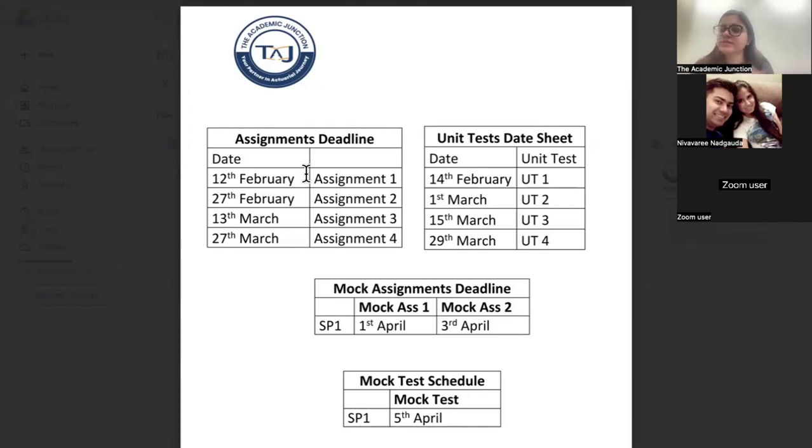And then assignment 3 and assignment 4, deadlines are 13th March and 27th March, and UT3 on 15th March, UT4 on 29th March. So like this, we have planned in this manner that we will be able to wrap up all our discussion sessions by end of March or by last week of March, so that you have time to prepare for your mocks, to do all the past papers all together.